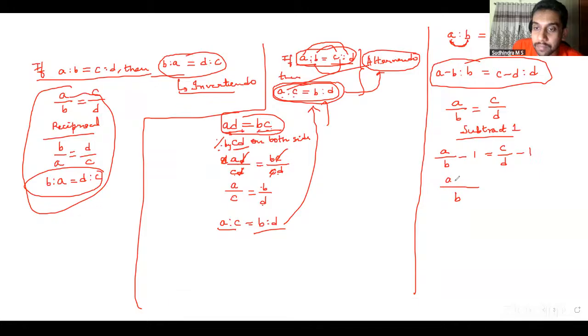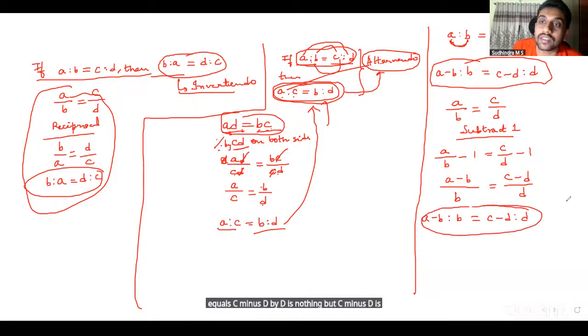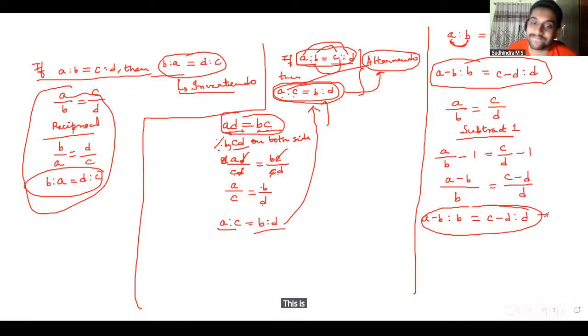I'll take B as LCM, A minus B. I'll take D as LCM, C minus D. What happens? A minus B by B is nothing but A minus B is to B equals C minus D by D is nothing but C minus D is to D. This is the property of dividendo. Can we make a note of it?